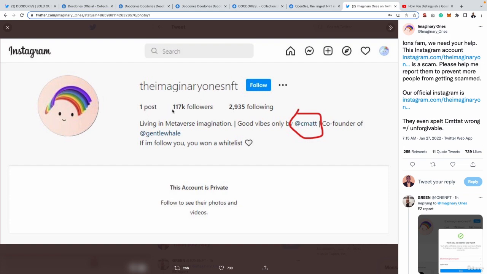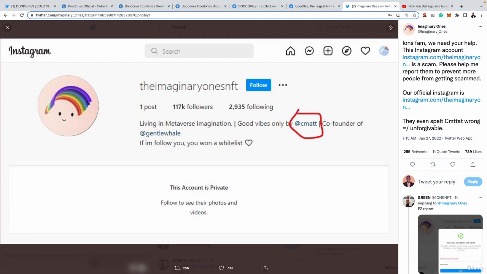And if you look at this Instagram account, it's got 117,000 followers. That is absolutely insane. There's 117,000 people out there who believe this is the real account for Imaginary Ones. Now, that is very, very worrying. You can also see they spelt the founder's name wrong as well.